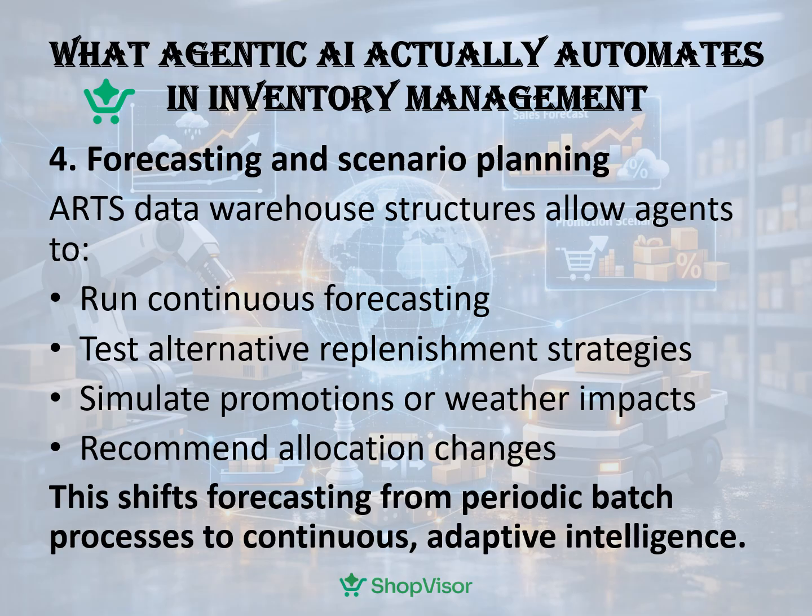Step 4, forecasting and scenario planning. This is a tough one, because figuring out what you're going to buy at Christmas time in January is really a best guess. So the ARTS data warehouse structures allow agents to run continuous forecasting, so now you can get it in real time. Test alternative replenishment strategies, simulate promotions or weather impacts, and recommend allocation changes. This shifts forecasting from periodic batch processes to continuous adaptive intelligence. You want to be able to react before it becomes a problem.